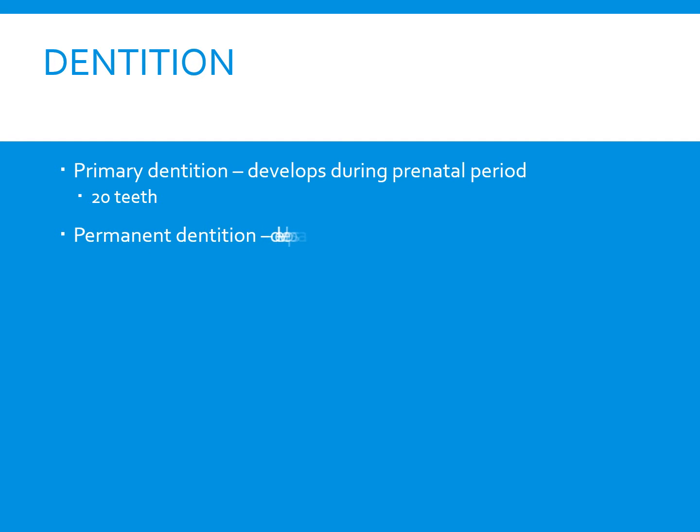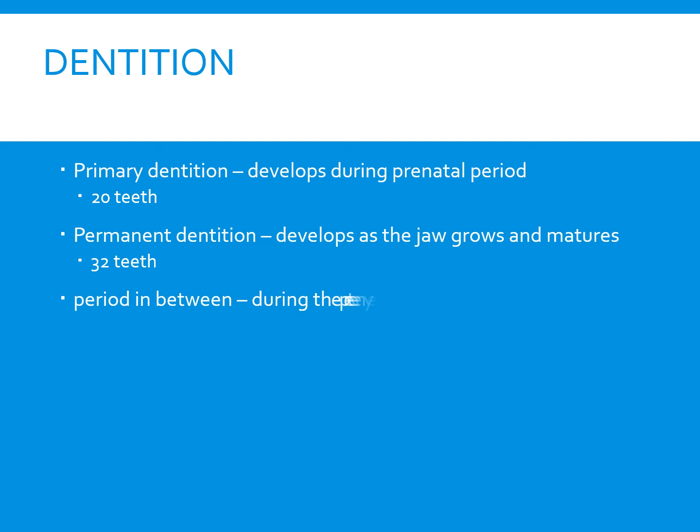Dentition. We have two dentitions. Primary dentition develops during the prenatal period. It contains 20 teeth. The second dentition is permanent, which develops as the jaw grows and matures, and includes 32 teeth. The period in between, during the pre-teen years, is the mixed dentition period.